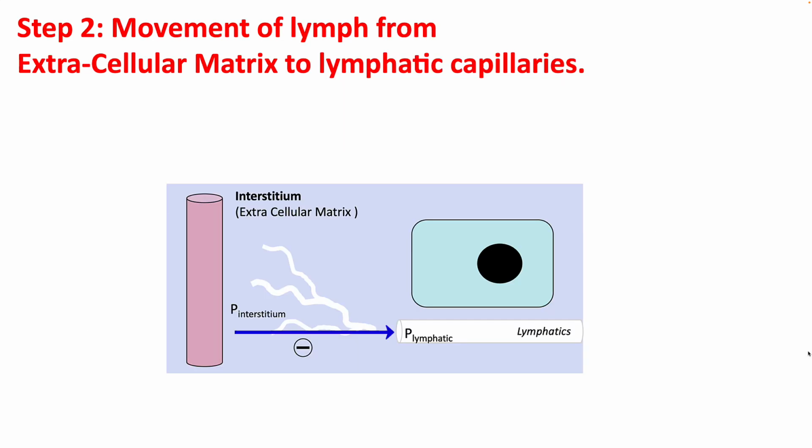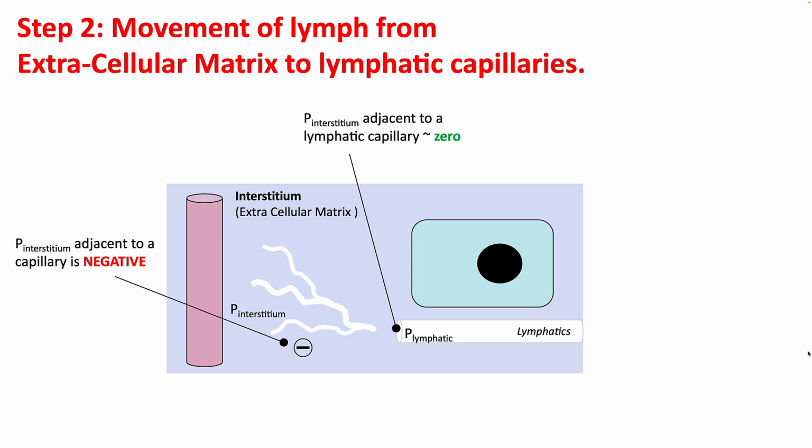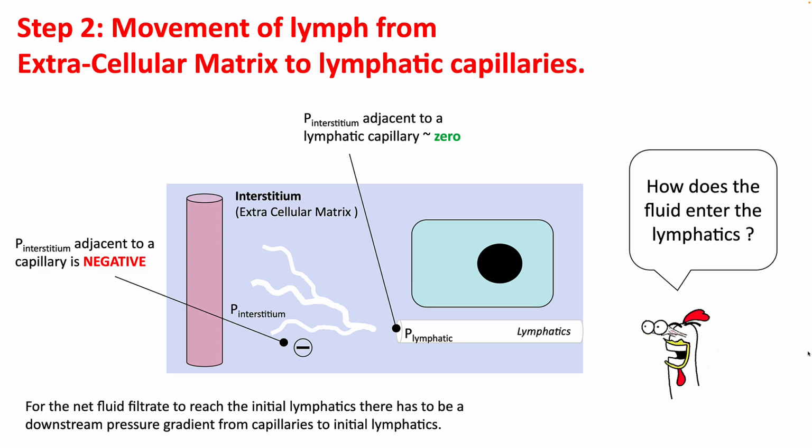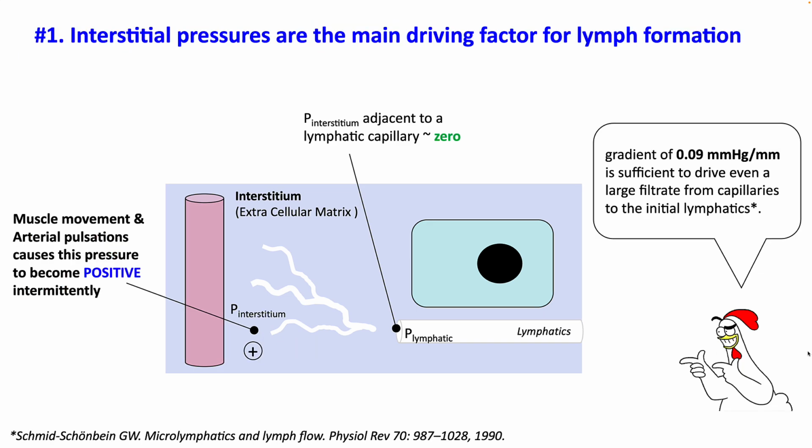Next is the movement of lymph from your extracellular matrix to the lymphatic capillaries. When they measure the pressure in the lymphatic capillaries, it comes to be approximately 0. And we know from the previous lecture, the interstitial pressure adjacent to the capillary is negative to the order of -2 to -5. So the question is, how does this interstitial fluid move from your interstitial space to a lymphatic space? And the answer is pretty peculiar.